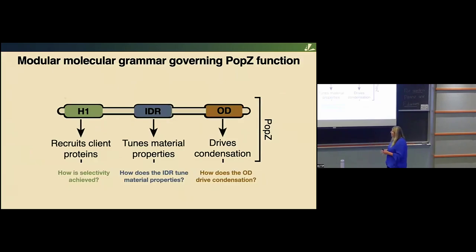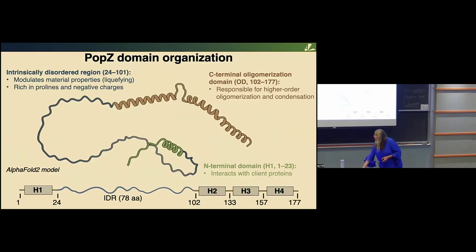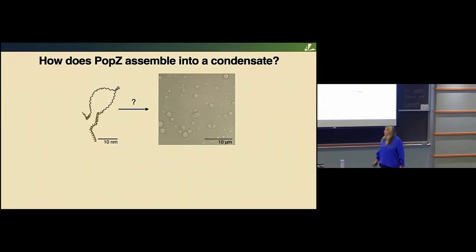So at this point, we knew a lot about what POP-Z is doing in Caulobacter, but we wanted to move more to the molecular level of trying to understand what each of these three domains is doing. So that's an AlphaFold model of POP-Z, again with this helical oligomerization domain, the disordered region, and the region where all the clients bind. And what we ask at this point is, how are we getting from a monomer to a condensate?